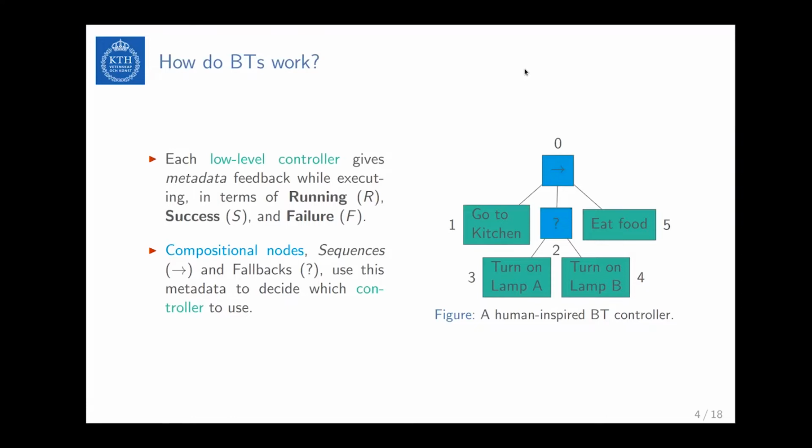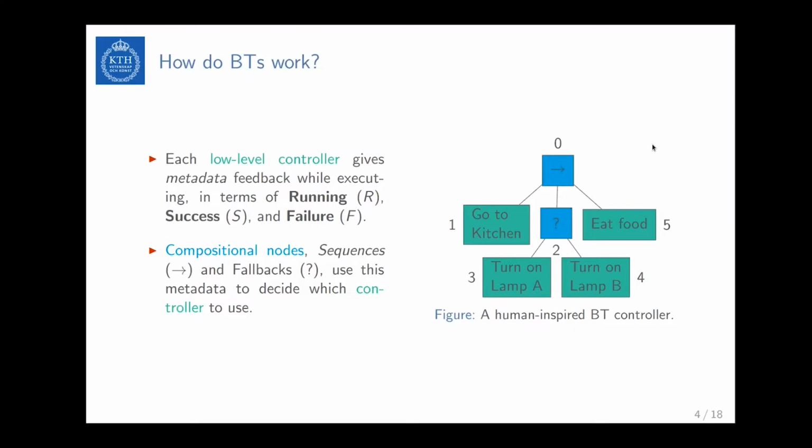Right, so now I'm going to try to explain to you how a behavior tree works. Here on the right, we have an example of a behavior tree for a situation that you might encounter in your home or apartment or wherever. Say you want to eat food. You need to go to the kitchen to eat food, and you also need the lights to be turned on to eat food. So what this behavior tree controller does is it allows you to achieve all those goals in order for you to eat food.